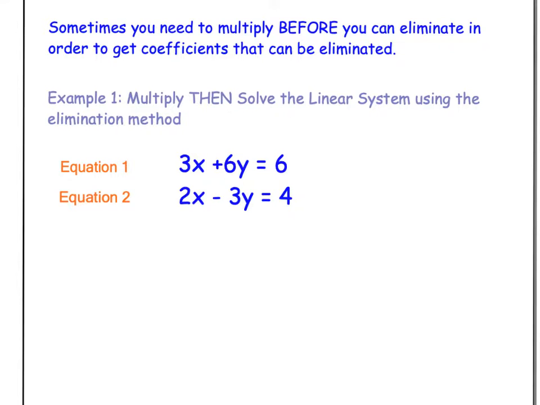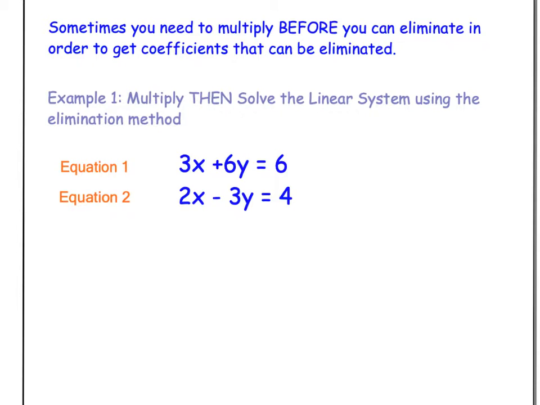You can still eliminate systems where the coefficients do not match. And in order to do that, you need to multiply one of the equations or both of them in order to get the coefficients to be identical. Write down equation 1 and equation 2 and pause the video until you have that done.